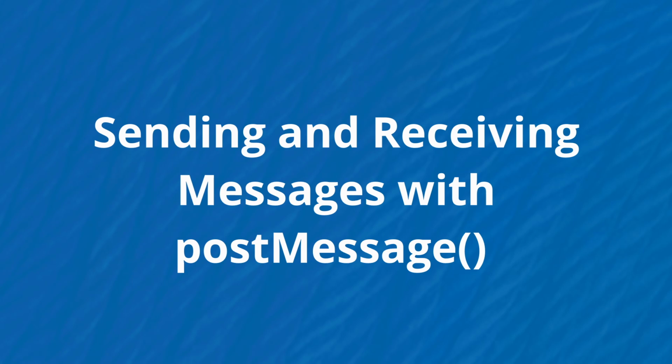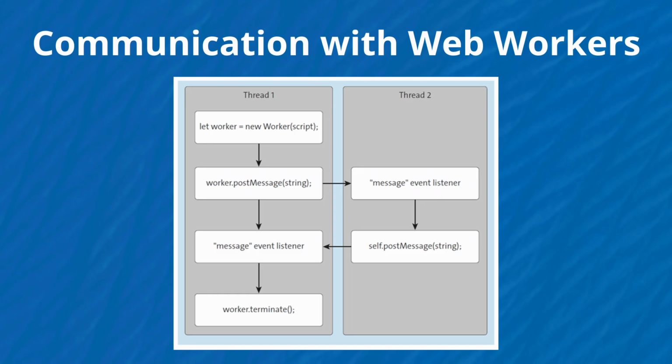Sending and receiving messages in the other direction works the same way. Inside the WebWorker, you call the postMessage method to send a message to the main thread. Within the main thread, you can access the message within an event listener for the message event or within the onMessage event handler. For the sake of clarity, the communication process in both directions is shown once again in this figure. Thus, with the help of WebWorkers, tasks can be executed in parallel to the main thread.